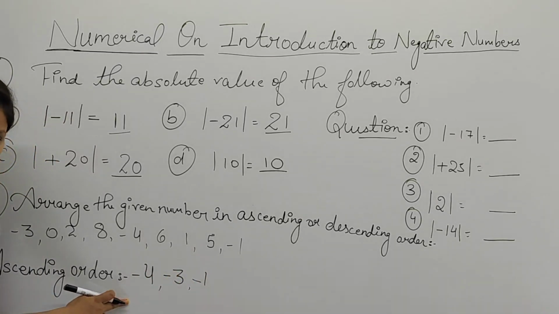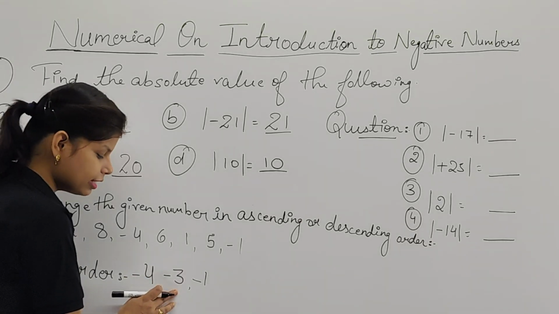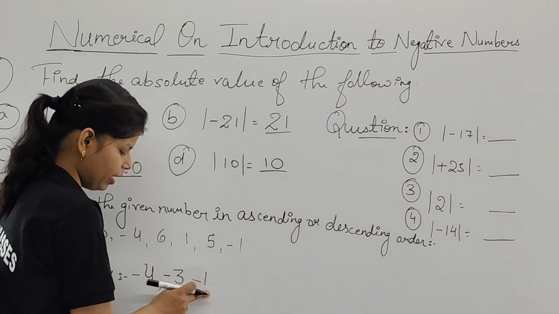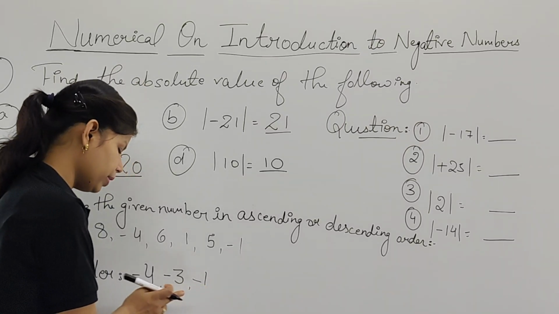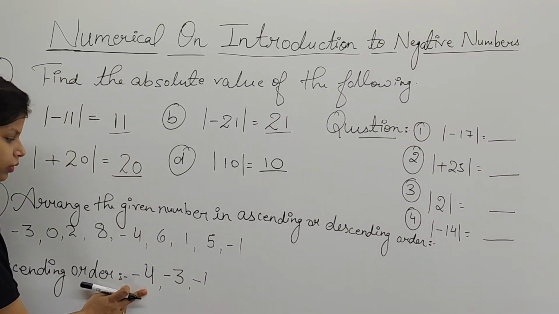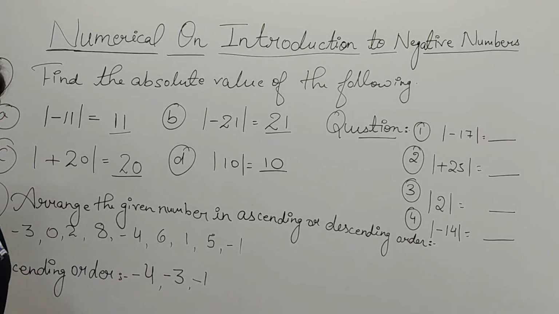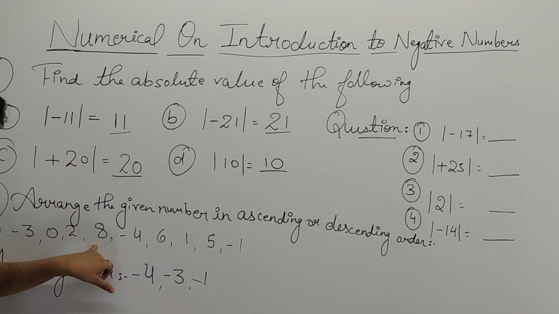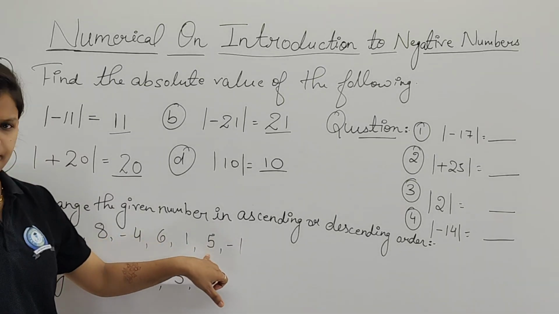Now the negative numbers are over. As the number gets bigger, the value gets lesser. As the number gets lesser, the value gets bigger. Here minus 1 is bigger as compared to minus 4. Now after that, what are we going to write? Next we'll take 0, 2, 8, 6, 1, 5.